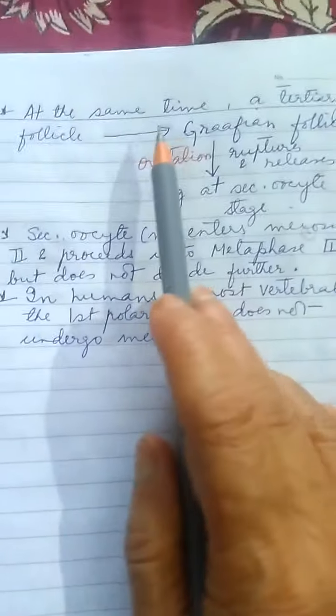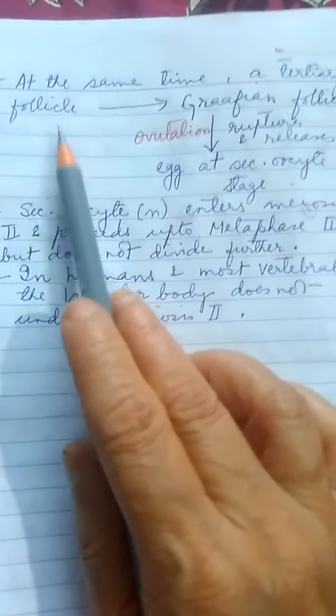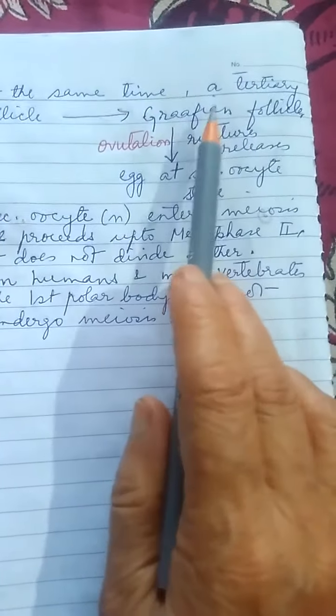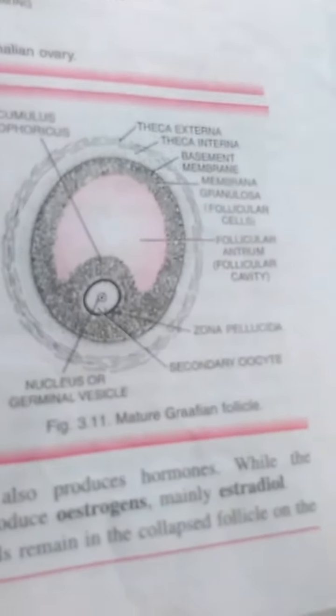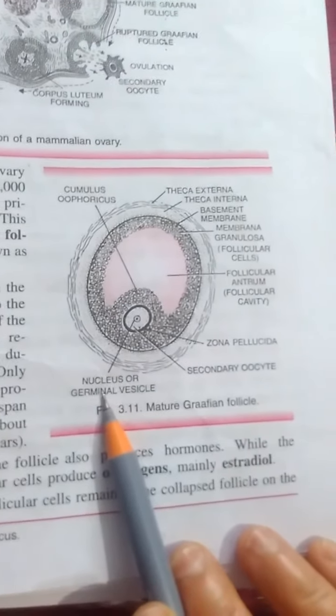Okay, now at the same time, a tertiary follicle becomes transformed into a mature follicle or Graafian follicle. So let me show you the structure of a mature follicle, right? This is the structure of a mature follicle.